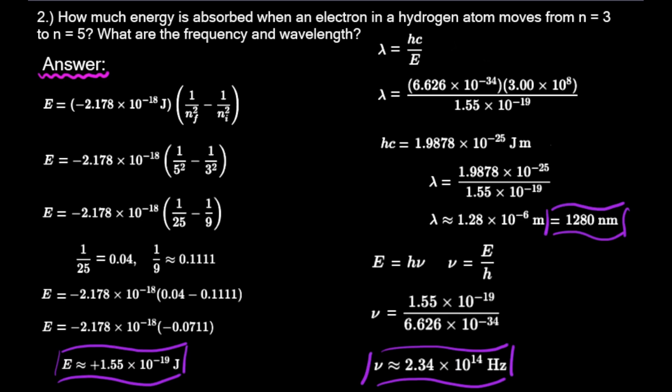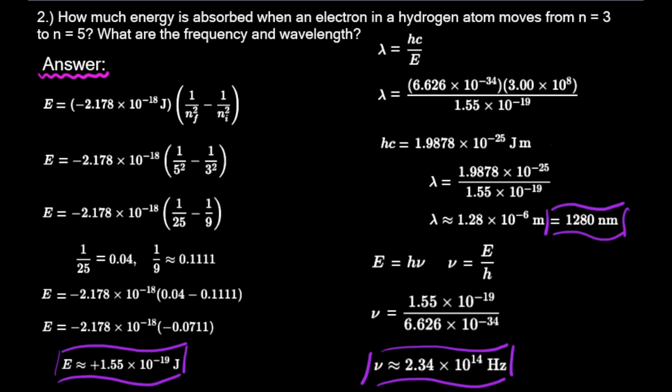We can use the equation E equals h times nu. When we rearrange this equation, we get nu equals E divided by h. We plug in the energy and Planck's constant. That gives us a frequency of approximately 2.34 times 10 to the 14 hertz.